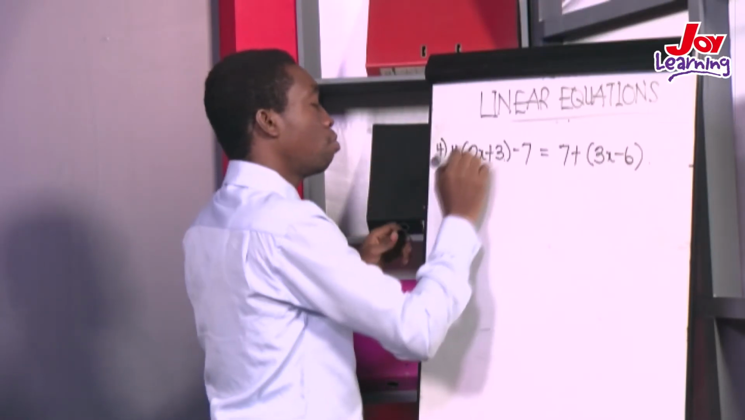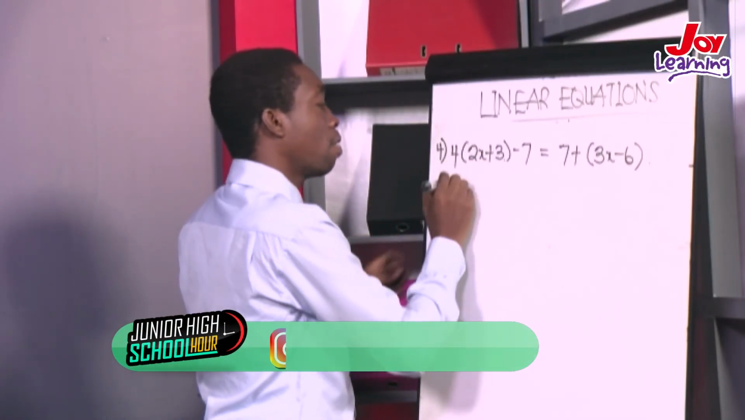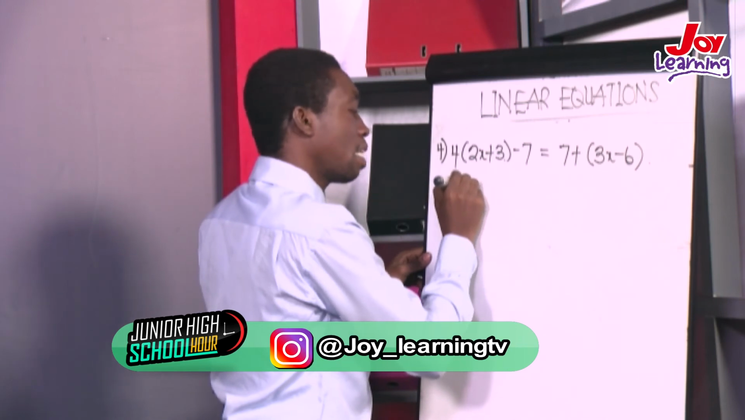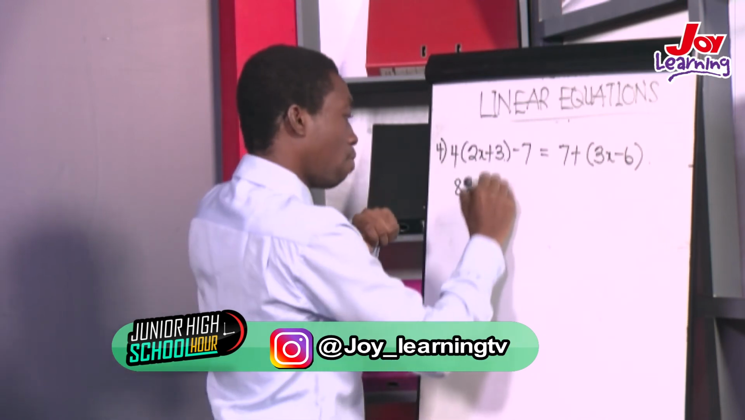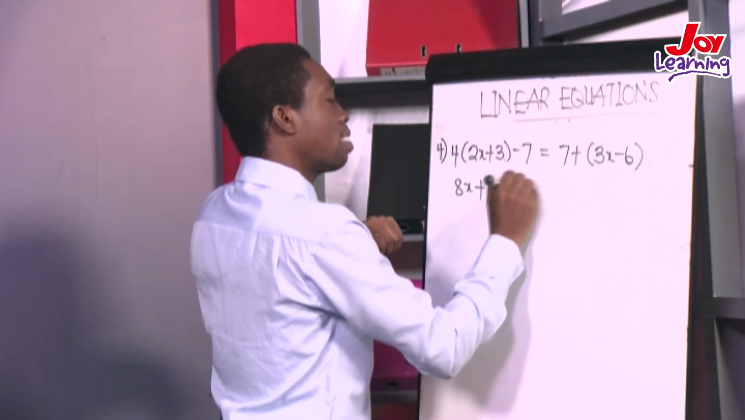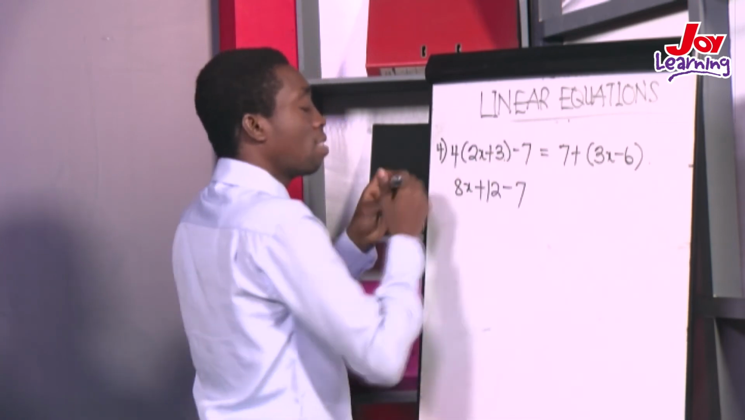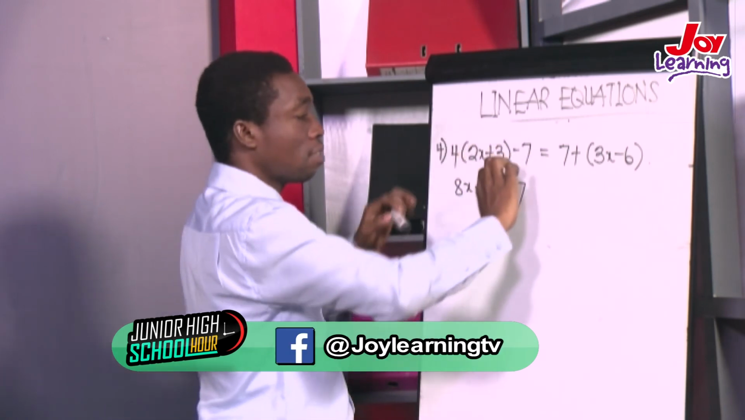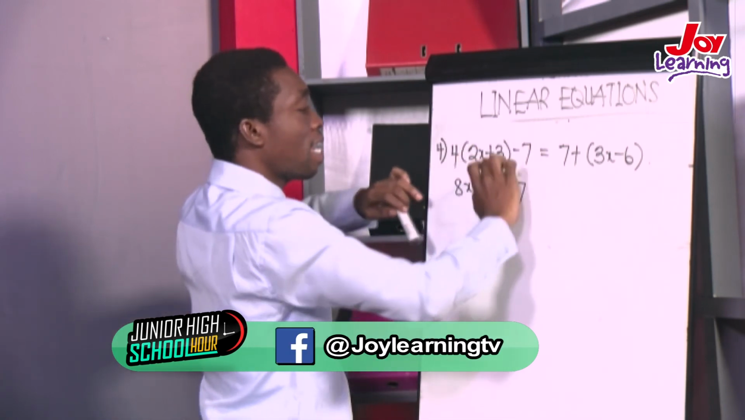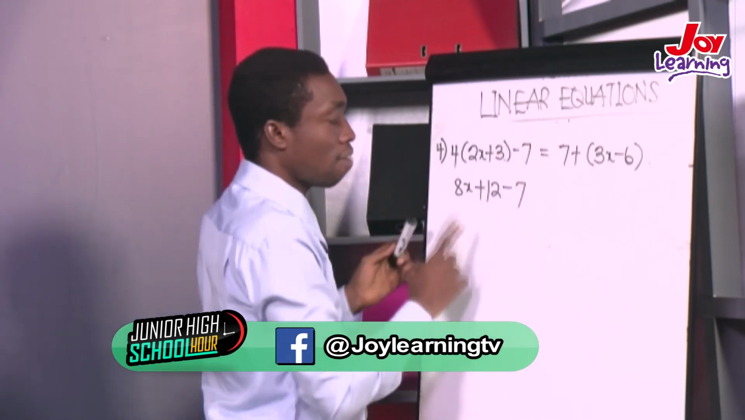Let's multiply through. So we have 4 times 2x giving us what? 8x plus 4 times 3 giving us 12. Then we have a minus 7. This is not included in the bracket, so the 4 doesn't affect it, it's standing on its own. So whatever we get here, we come and add it to it after we are done.